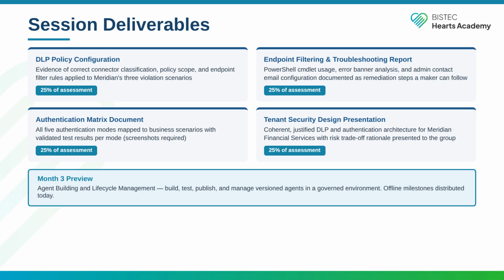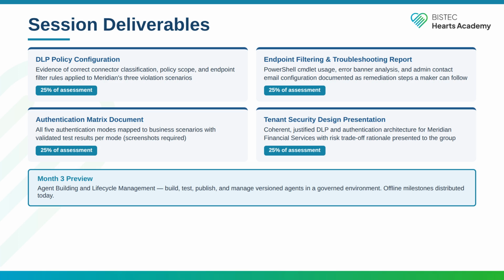The endpoint filtering and troubleshooting report documents your PowerShell cmdlet usage for Set-PowerAppDlpErrorSettings, your error banner analysis from the workshop, and the admin contact configuration. Structure it as a remediation guide a maker could follow, not internal admin notes. A maker receiving this guide should be able to understand the DLP violation, know what the admin team expects them to do, and know how to reach the admin team for help.